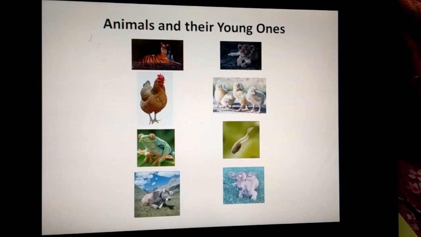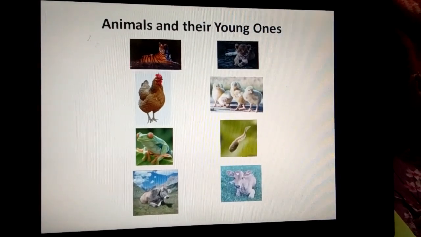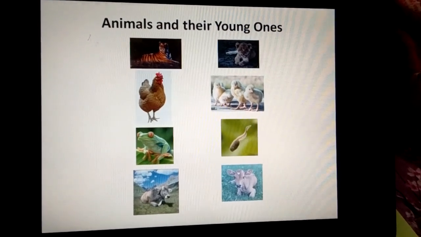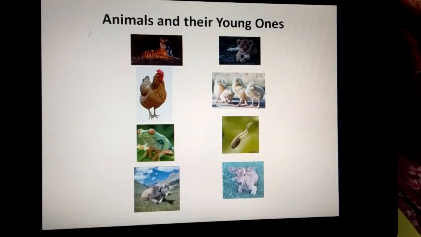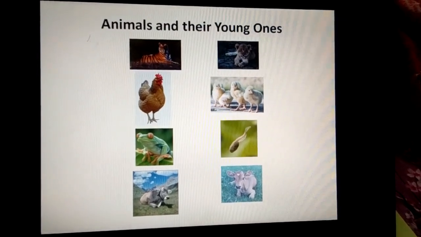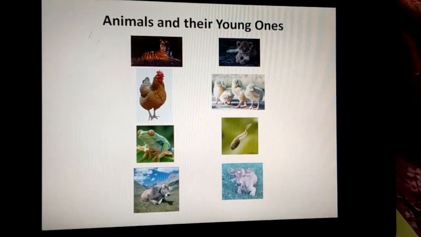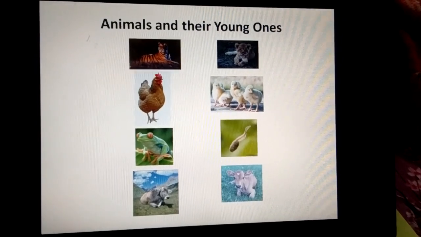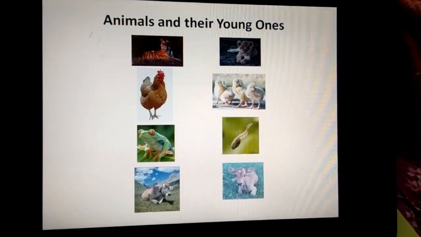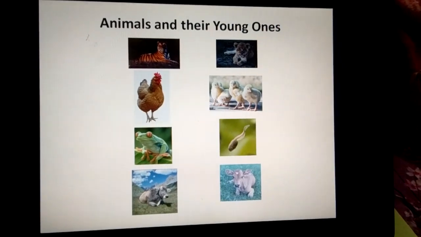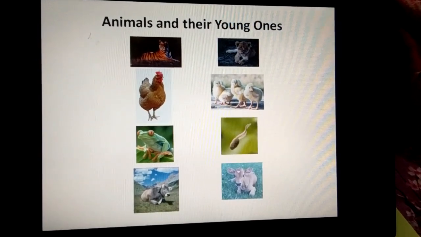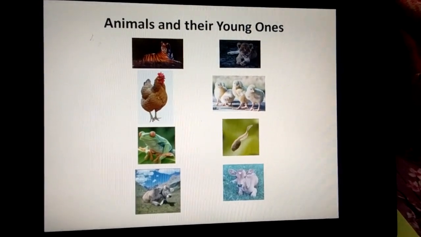This is a picture of animals and their young ones. The first picture is of a tiger and its young one, that is a cub. The second picture is of a hen and its young one, that is a chick. The third picture is of a frog and its young one, that is a tadpole. The fourth picture is of a cow and its young one, that is a calf.